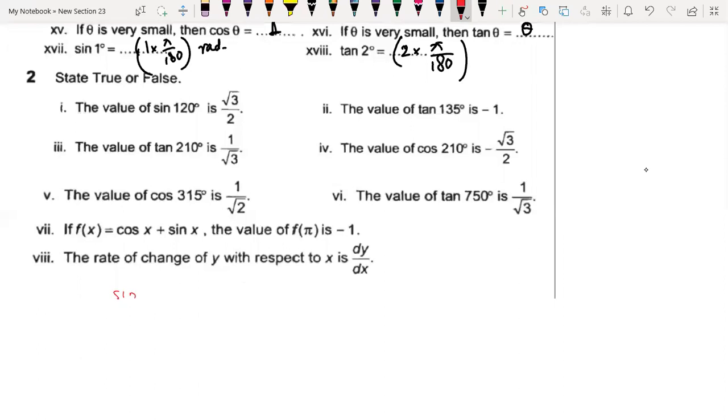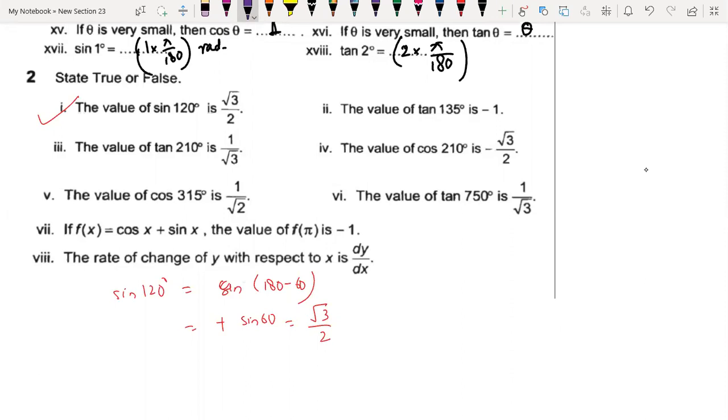Sin 120 को हम दो तरीके से break कर सकते हैं: 90 plus 30, or we can write it as 180 minus 60. Since it is in the second quadrant, sin is positive. 180 will remain sin only. So that is root 3 by 2. That's correct.